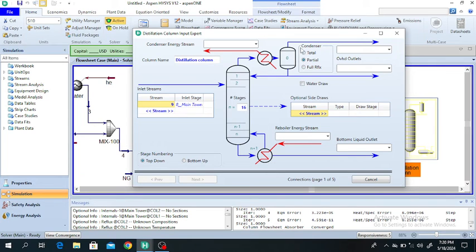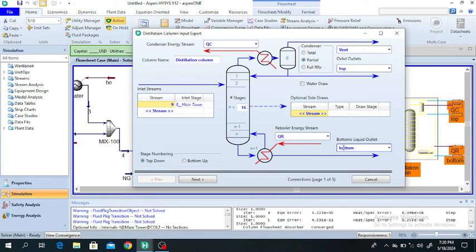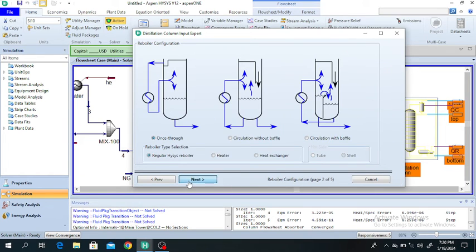The condenser is either a partial condenser or a total condenser. I am using the partial condenser. This is a vent, and this is the top product or distillate. This is the reboiler duty, QR, and the condenser duty. This is the bottom of the distillation column. Now, the numbering is from top to bottom, which is okay. Click on next. Once through reboiler is okay, click on next.